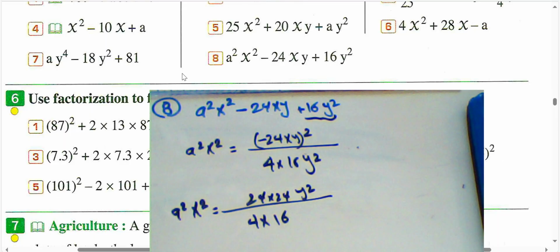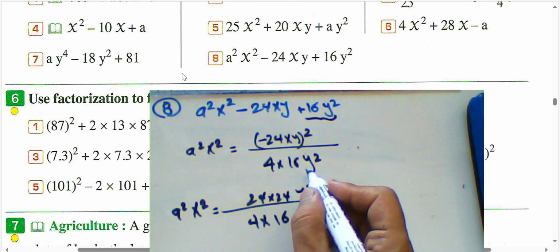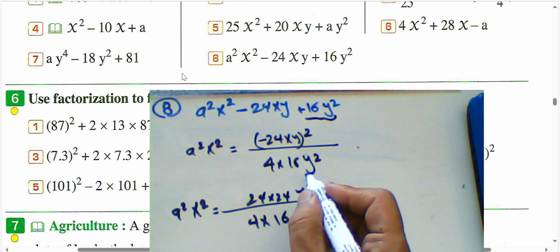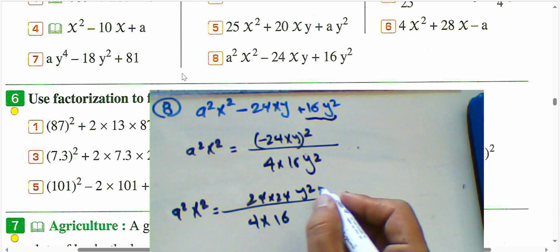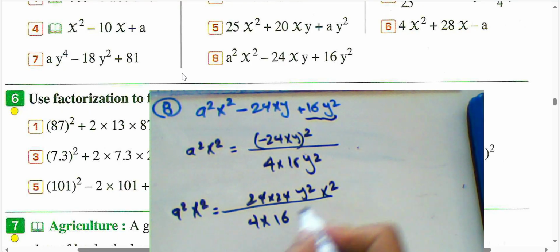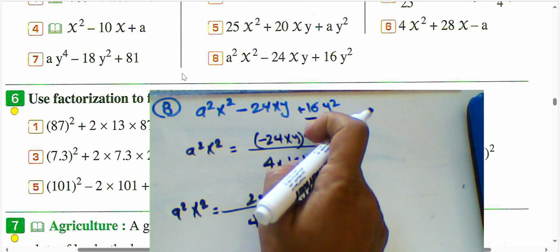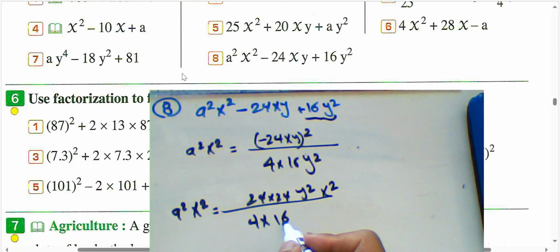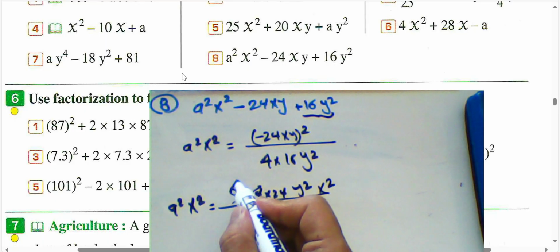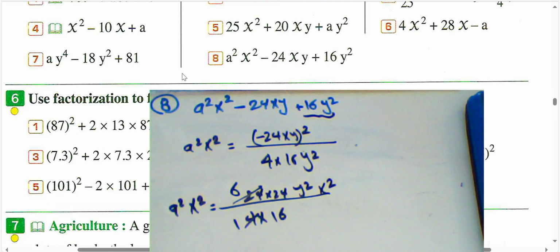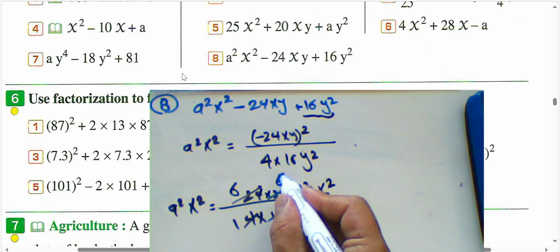Okay, understood. We have x also to the power 2 up here, and this number is to the power 2, and y to the power 2. Listen to me: 24 divided by 4 equals 6, 4 divided by 4 equals 1, 16 divided by 4 equals 4, 24 divided by 4 equals 6.